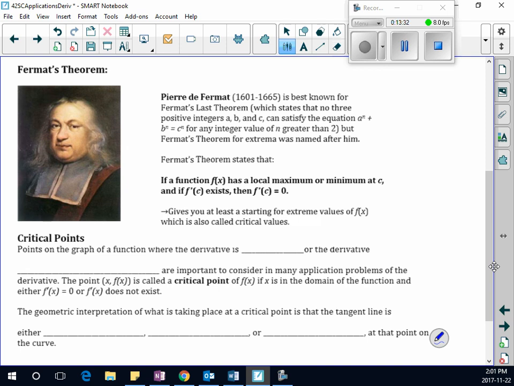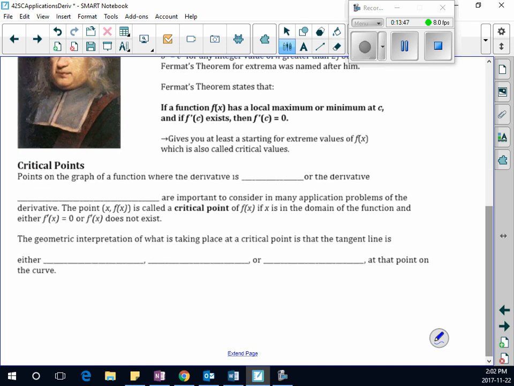The slope is 0. So basically, this theorem is telling you that if it has a local max or min, then the slope has to be 0. So it gives you a starting point for extreme values, which are also called the critical values. So critical points are points on the graph where the derivative is 0 or the derivative is undefined.